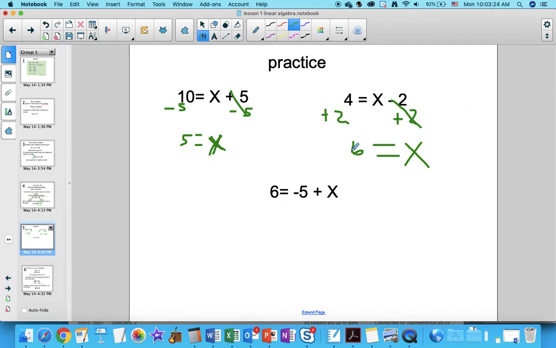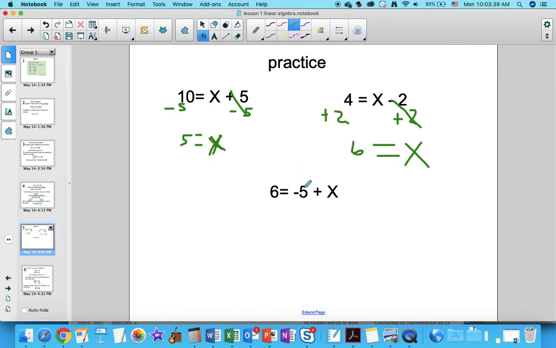And that works, and you can test your answer, right? Because if this is true, then if I were to substitute, replace my x with 5, 5 plus 5 is 10, it'll work, right? If I replace my x with 6, 6 minus 2 is 4, it works, right?